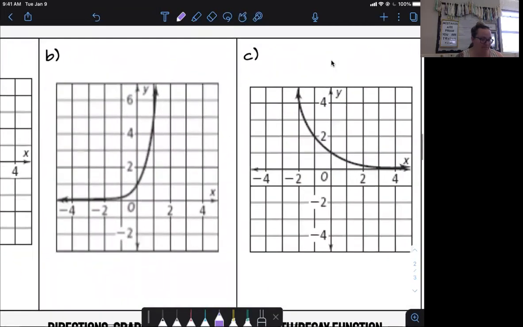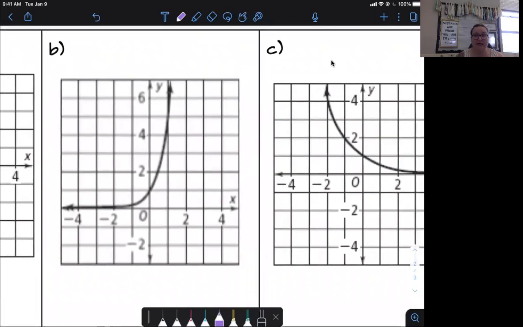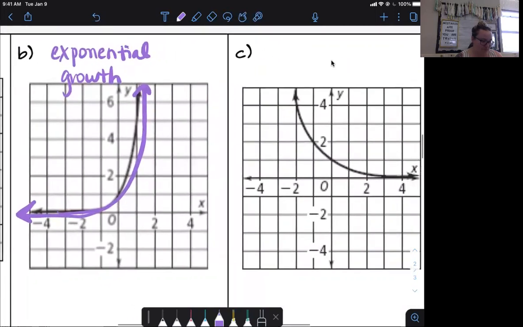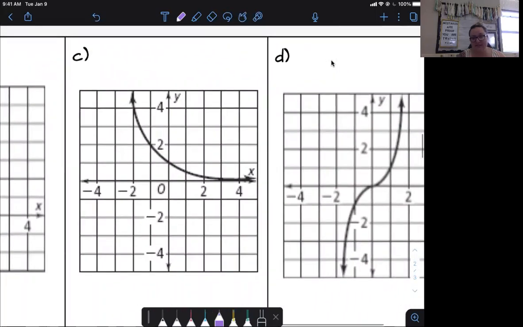What about part B? Is this exponential growth or decay, or neither? So hopefully you decided it was exponential growth. And we know that because it looks like our exponential growth model that we have on the first page of our notes, where we are increasing to the far right and decreasing to the far left. All right, what about part C? Is this exponential growth, decay, or neither? And this would be exponential decay because we have a decrease over time to the right.